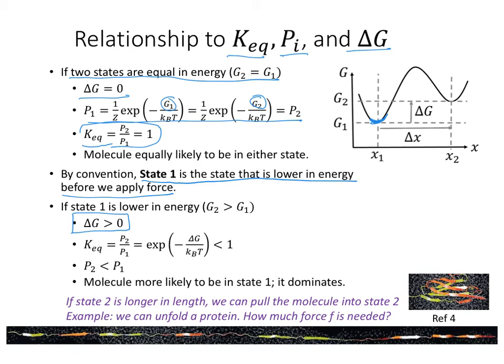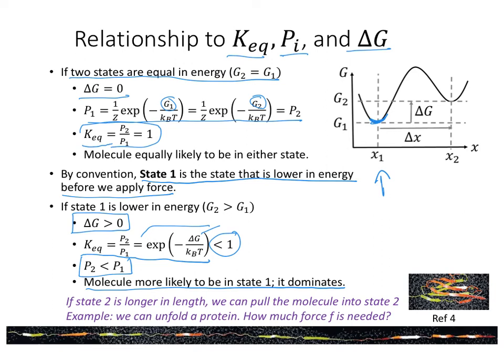And when state 1 is lower in energy, that means K equilibrium, which is the exponent of negative delta G over kBT, as long as delta G is positive, is the exponent of a negative number, and so that exponent is less than 1. That is, K equilibrium is less than 1, which means that P2 is less than P1. That is, the molecule is more likely to be in state 1 than in state 2. The probability of state 2 is lower than state 1. So this just fits what we know. The lower energy state dominates. And this just shows the math that explains why we say the lower energy state dominates.